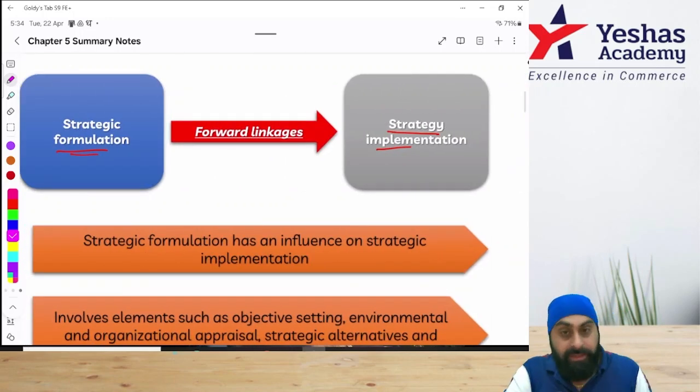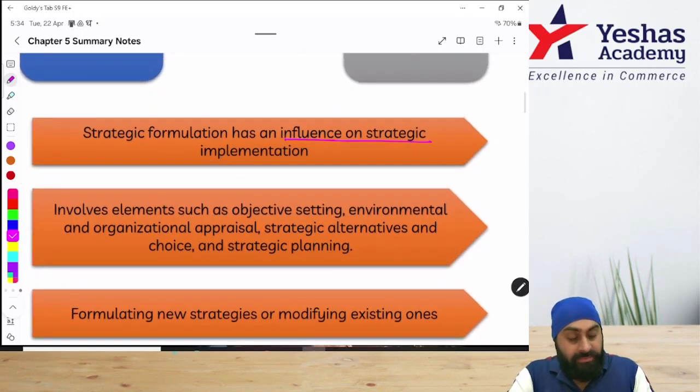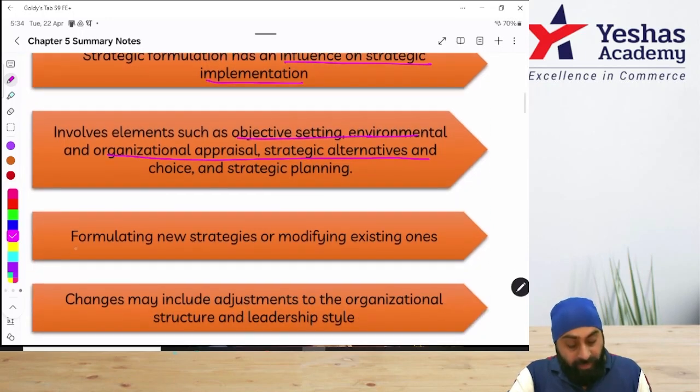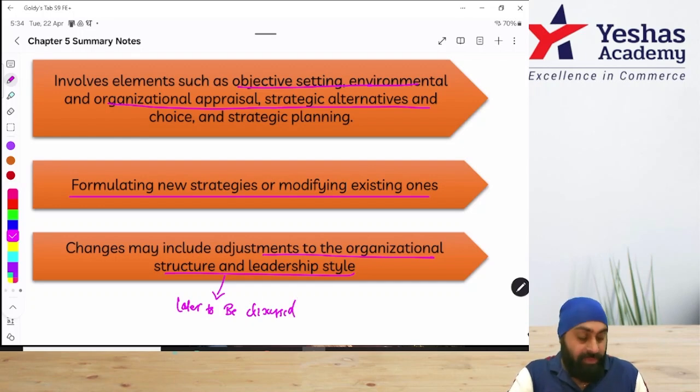Now, what is forward linkage? From formulation to implementation, formulation comes first, then comes implementation. That is what we say is forward linkages. So strategic formulation has an influence on strategic implementation. It involves objective setting, environmental, organization, appraisals, and everything. Formulating new strategies or modifying existing ones is also important. Changing may include adjustment to organization structure and leadership, later to be discussed. This is what we're going to discuss later.